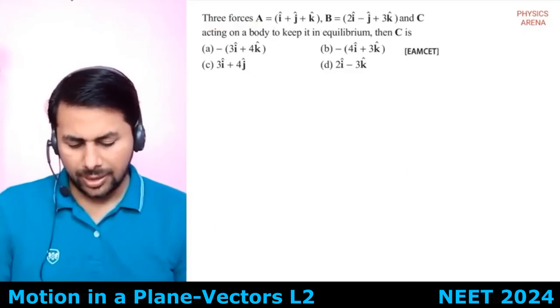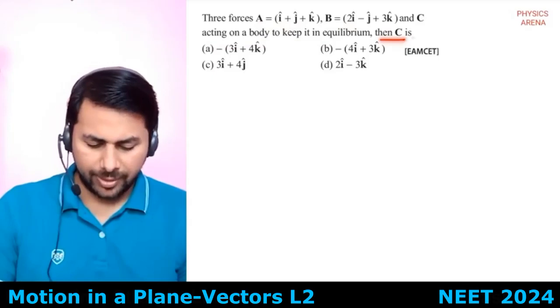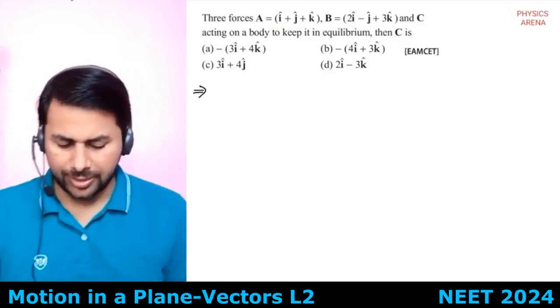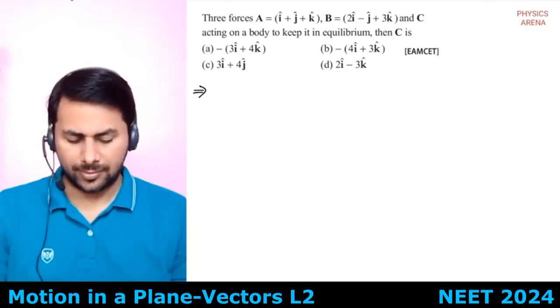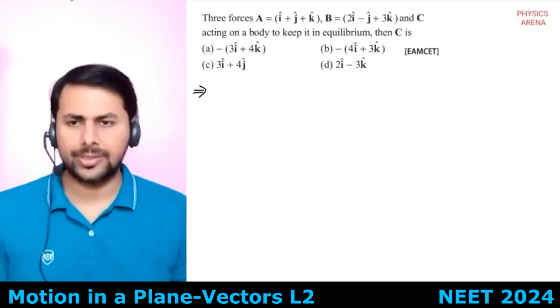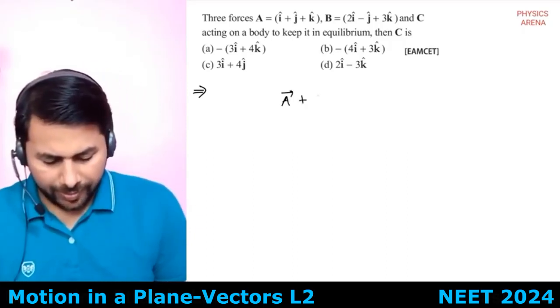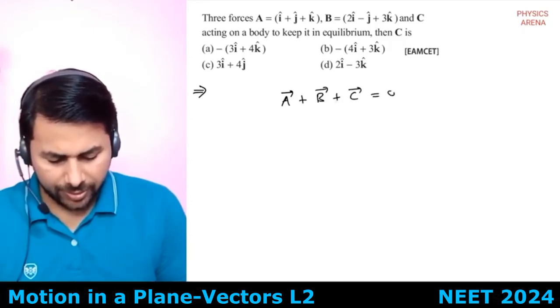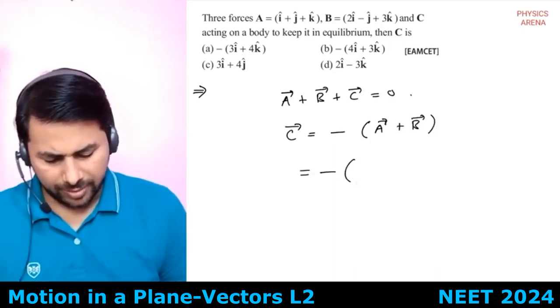3 forces A bar, B bar and C acting on a body to keep it in equilibrium, then C is. So tell me, what should we do in this case? Sir, A plus B plus C is equal to 0. Right. Equilibrium means sum of all forces is equal to 0. So if you do A bar plus B bar plus C bar equal to 0, C bar will be equal to minus of A bar plus B bar.